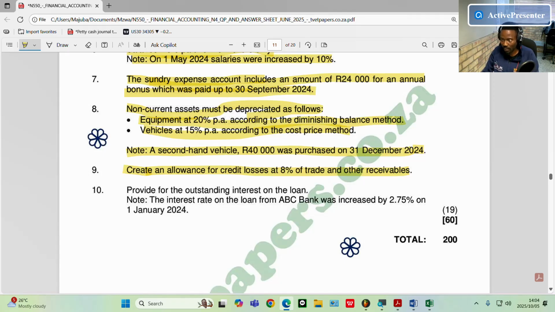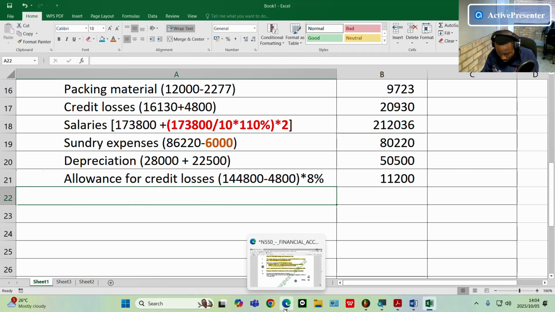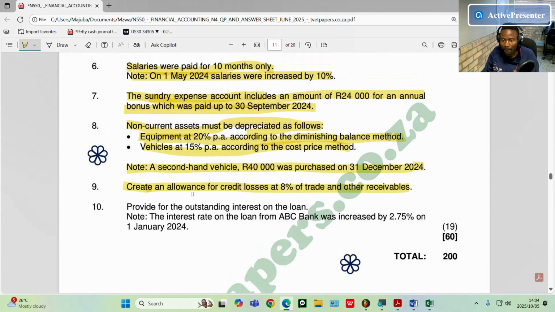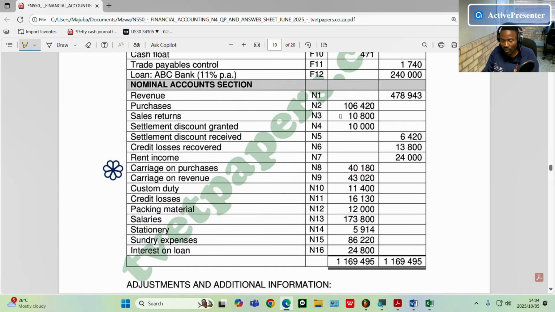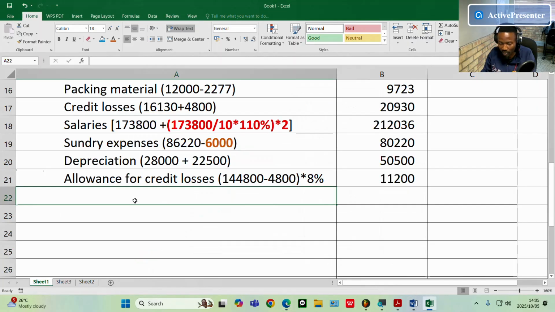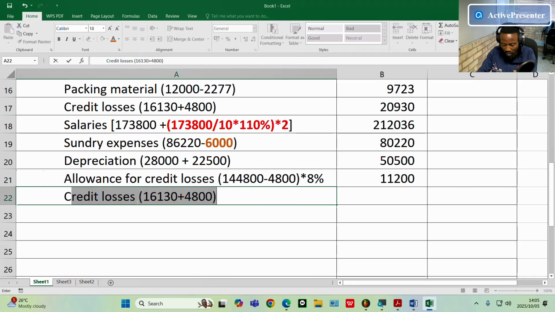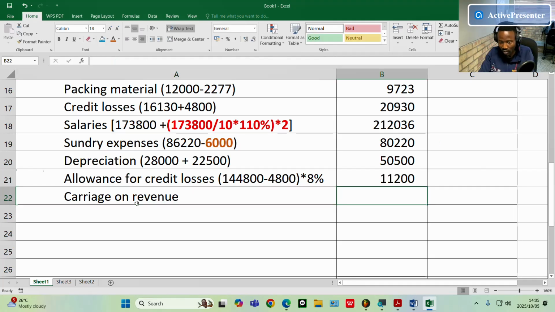So let me just check for other expenses which are not part of the adjustments, and then I'll put them as they are. So I'll have to look at them on the trial balance. Sales returns are already done. Carriage on revenue is something that you should actually put as it's a normal expense. So we're going to be putting it as it is. It's 43,020.